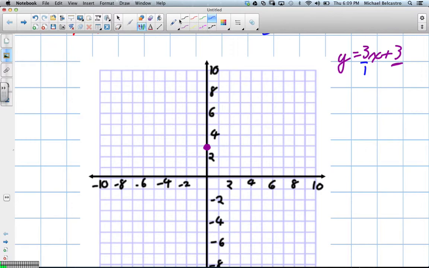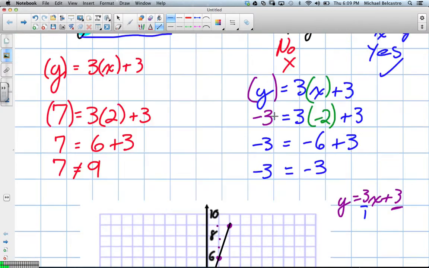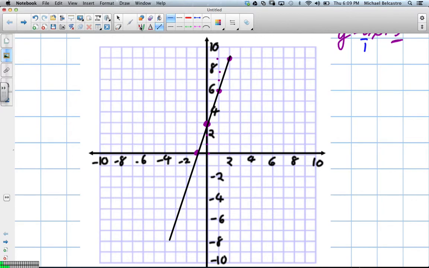So the rise is 3. So it says I can go up 3 because it's positive 1, 2, 3. And I can go run 1, so positive direction 1. So here's our slope. So we go up 3 over 1. We go up 1, 2, 3 over 1. Or we could do the reverse, down 1, 2, 3, and the other way 1. And here we're going to have our linear equation. Okay, so it's kind of going down like that. So there's our line.